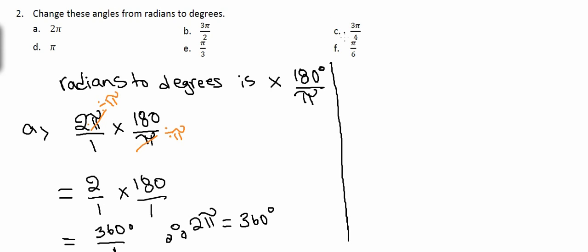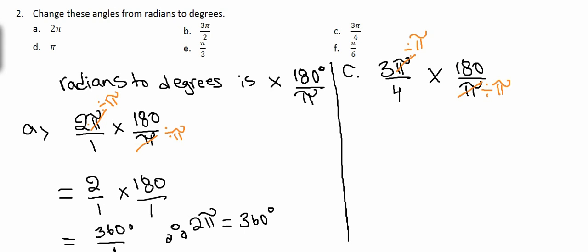Let's do C. So when we're working with C here, again, we have radians, so 3 pi over 4. And we want to change that to degrees. So we're going to multiply by 180 over pi again. Now I'm going to reduce on the diagonal again, and I'm going to reduce these ones. I'm going to reduce pi and pi. So divide this by pi, and divide this by pi. Now that's going to leave me with 3 over 4 times 180 over 1.